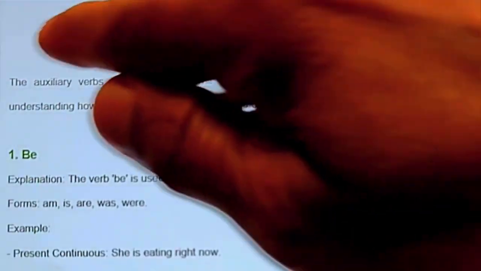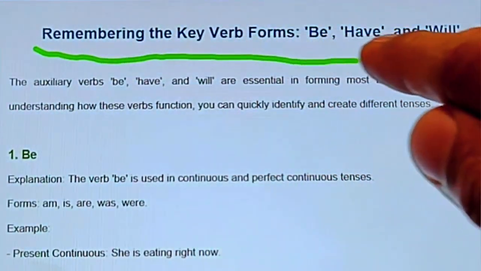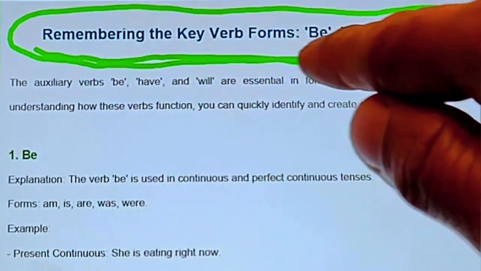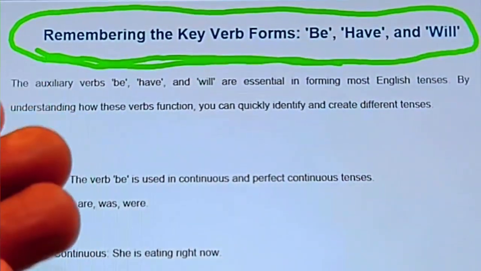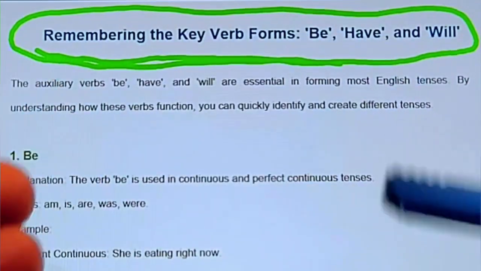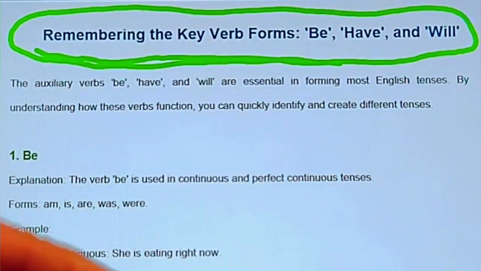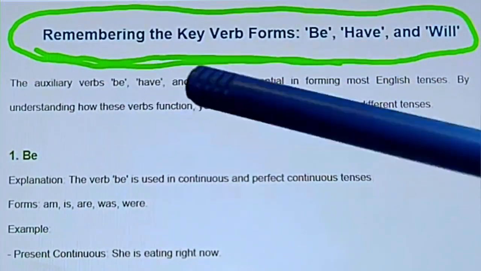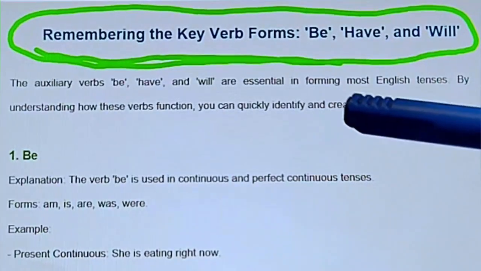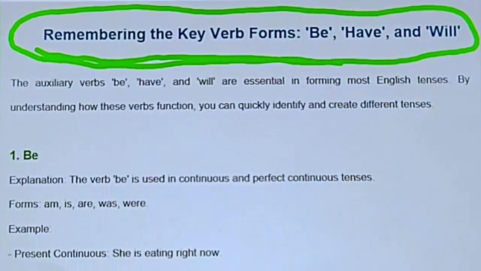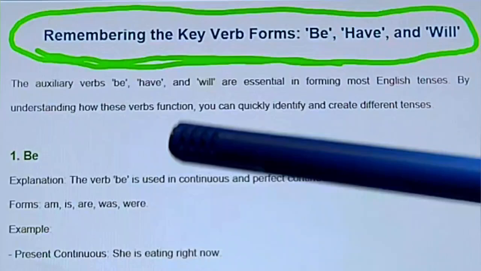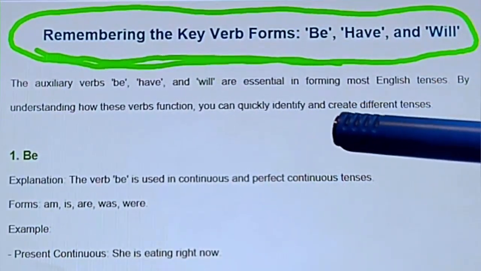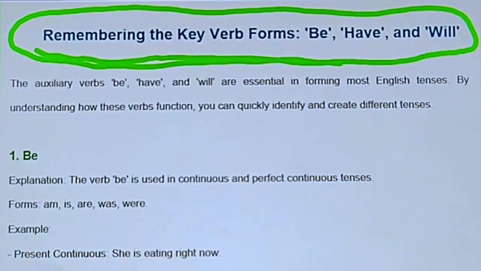If you remember these verbs, it's very easy for you to understand the tenses. This is the key verb. When you look at this word, you can understand what kind of tense it is. So these auxiliary verbs be, have and will are essential in forming most English tenses. By understanding how these verbs function, you can quickly identify and create different tenses.